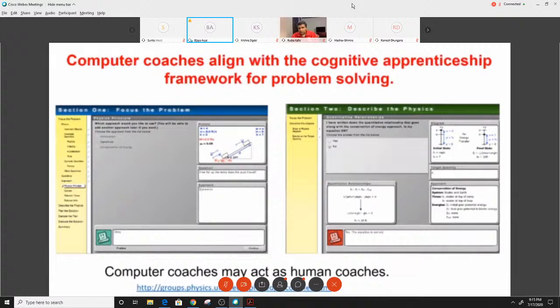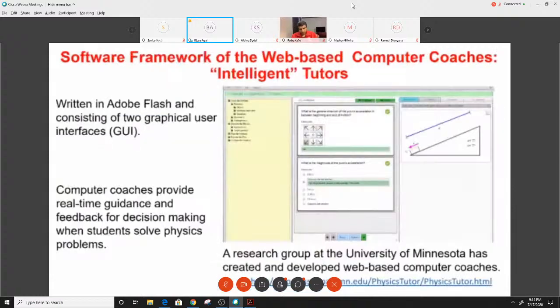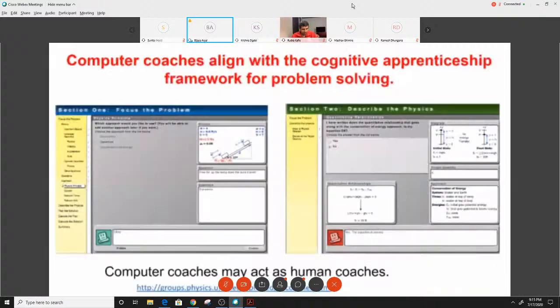As far as version two is concerned, this one has no issue, but the issue is it has not been done fully. We have been using a beta version, but not fully functional. So this is the computer coaches.